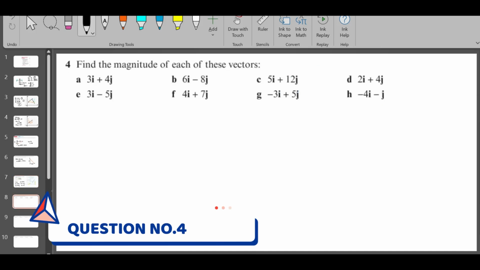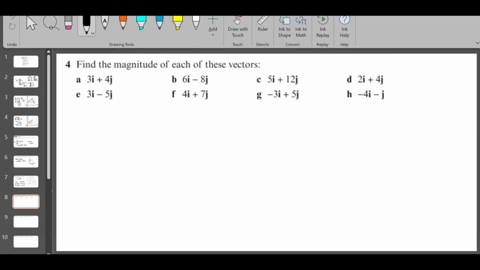Find the magnitude of each of these vectors. So for part A, first one, the magnitude, we are going to apply the Pythagoras theorem. Just put 3 squared plus 4 squared, which is 9 plus 16, 25, so the magnitude is 5. That's how you find the magnitude, no matter the direction.